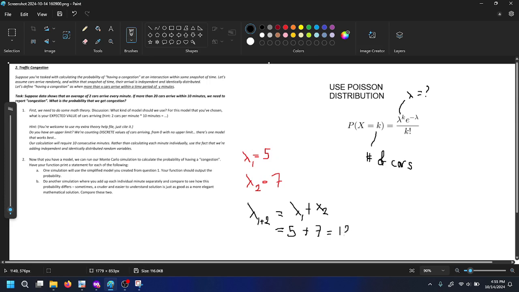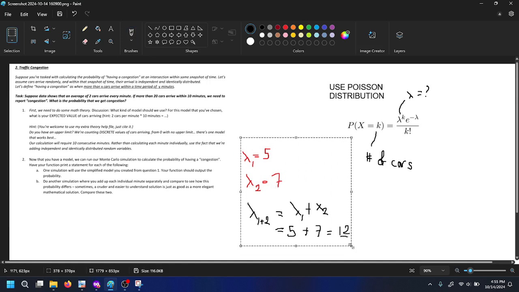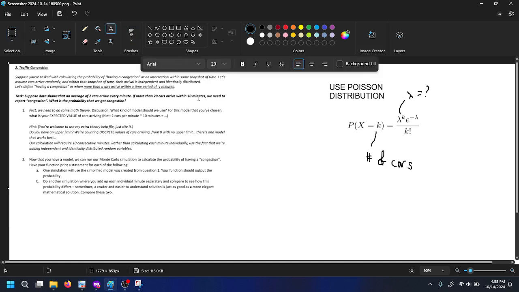And that would be the overall rate parameter for the new Poisson distributed random variable that's formed by combining these two existing ones. And so what that leads us to is a pretty key conclusion, which is this.